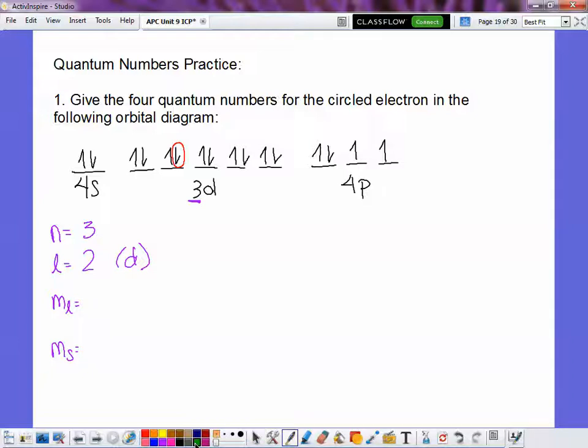How many orbitals are there? 5. So this one is -2. This one's -1. This one is 0. This one's +1, +2. See how that worked? So what orbital is this electron in? The -1 orbital.